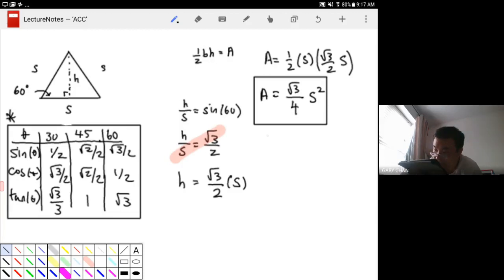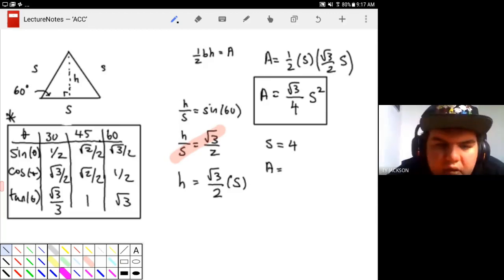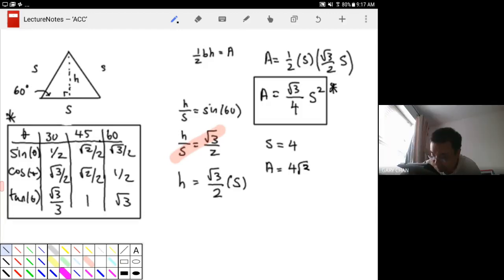Say the side length of the equilateral triangle is 4. What would the area be in that case? So the side length is 4. Then that'd be 1/2 times radical 3 over 2 times 4 times 4. So that'd be 2 times 2 radical 3. So that'd be 4 radical 3. That's all it is. That formula instantaneously allows you to figure out what the area of the equilateral triangle is.